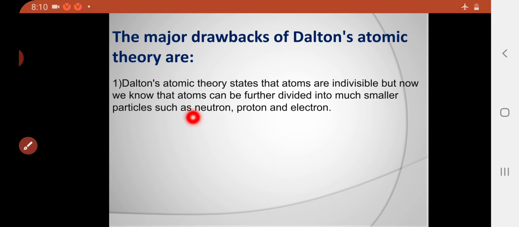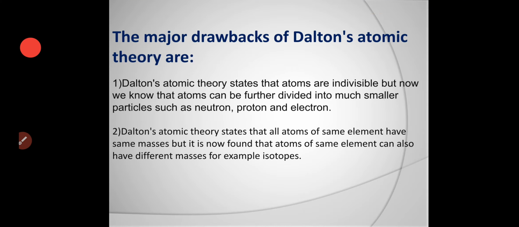Again, his theory states that all atoms of the same element have the same masses, but it is now found that atoms of the same element can also have different masses. For example, isotopes. We are going to study what isotopes are. What Dalton said is that all atoms present in the same element contain the same mass. But this is proved wrong. Even though atoms are present in the same element, they may contain different masses.